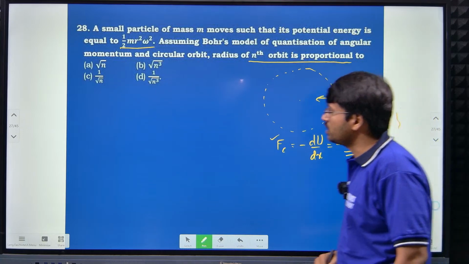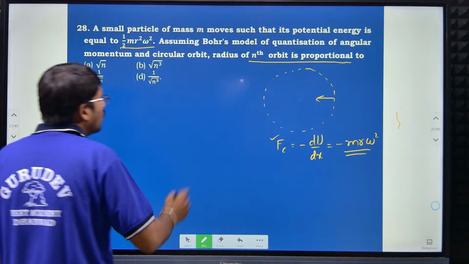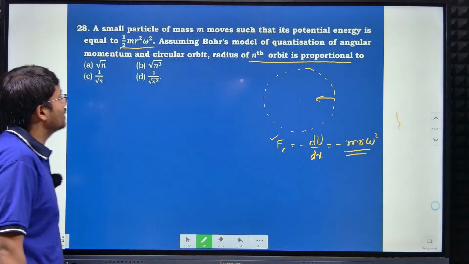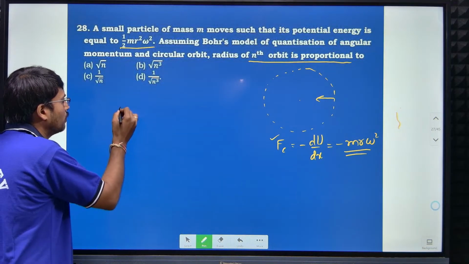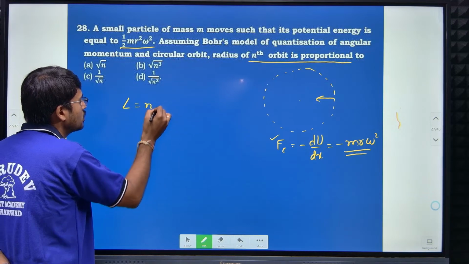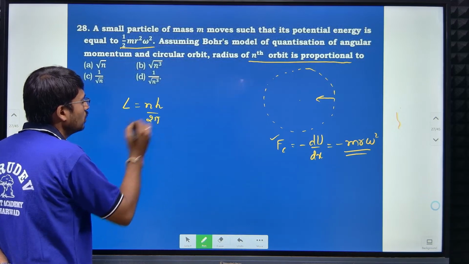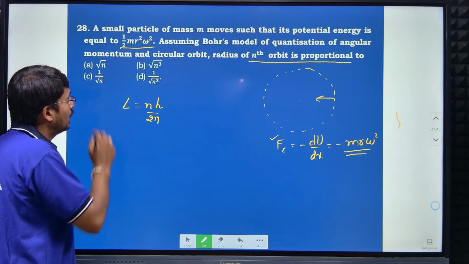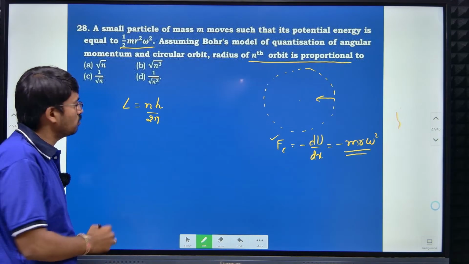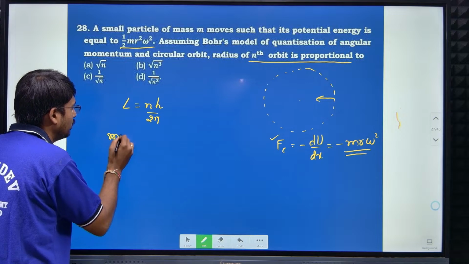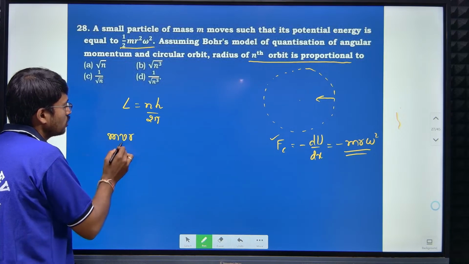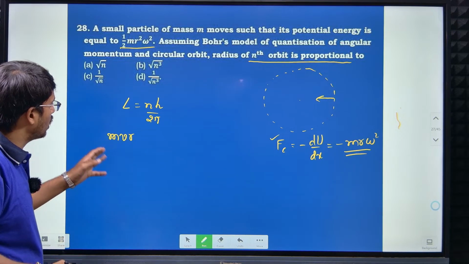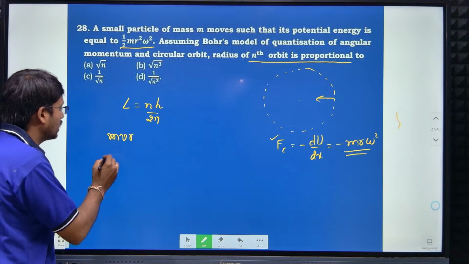So therefore we have this. Next we have to assume the quantization of the angular momentum. What's the equation for that? L equals n h by 2 pi. So what's the equation for L in terms of angular velocity? First we write m into v into r. We know v equals r omega, and as a result, what do you get?